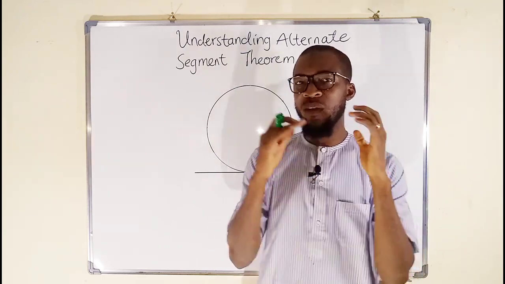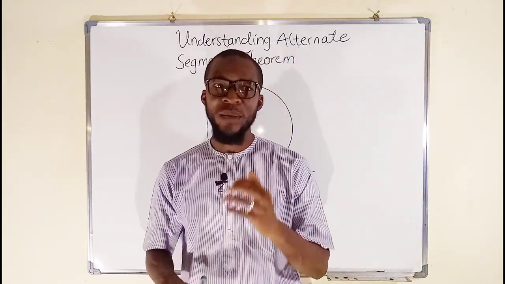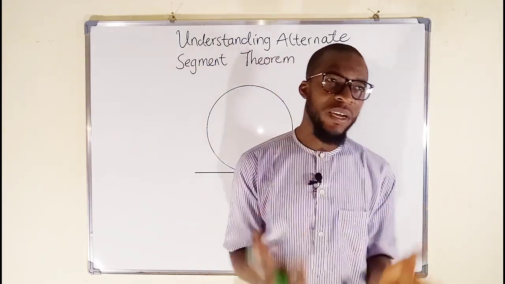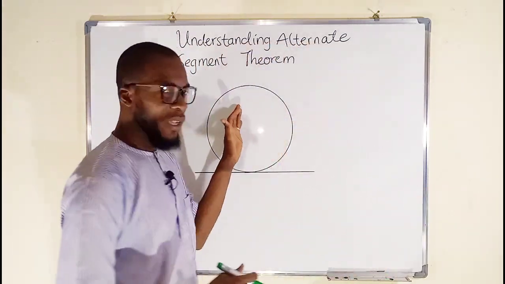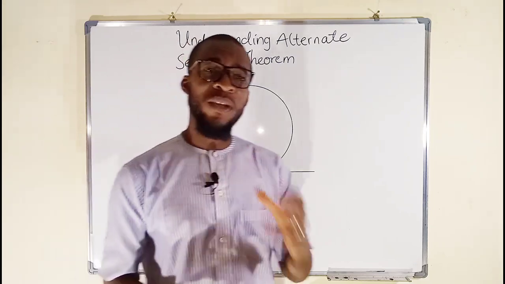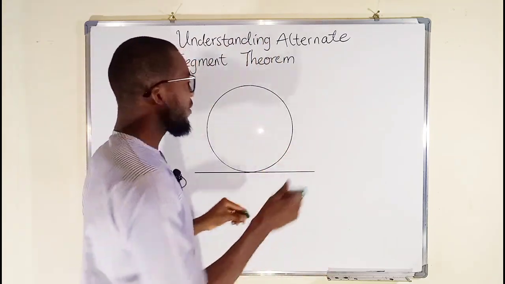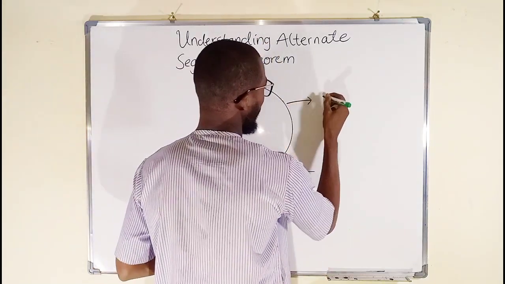To understand this theorem clearly, let us define some terminologies. First of all, we need a circle. I have already constructed my circle. Any part of a circle is called circumference. So this is circumference.